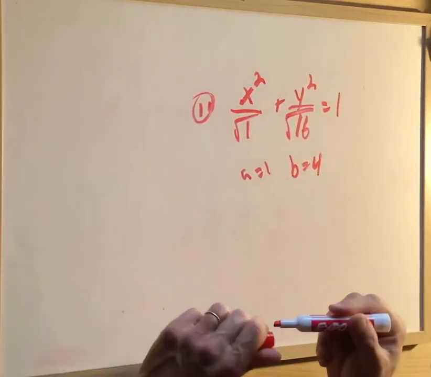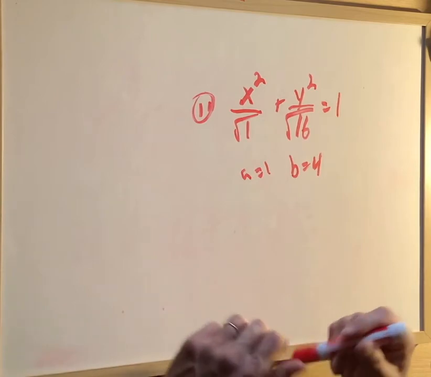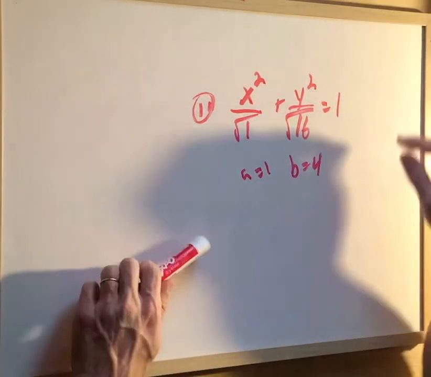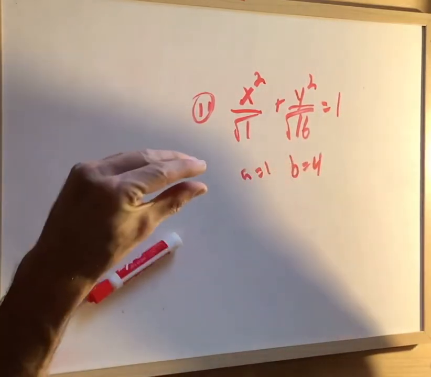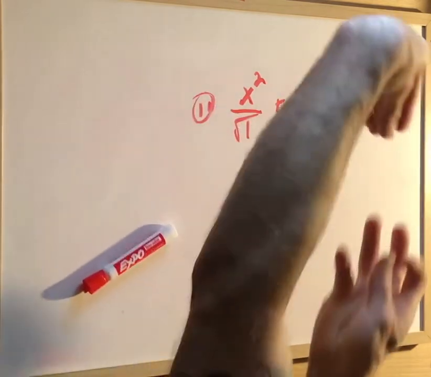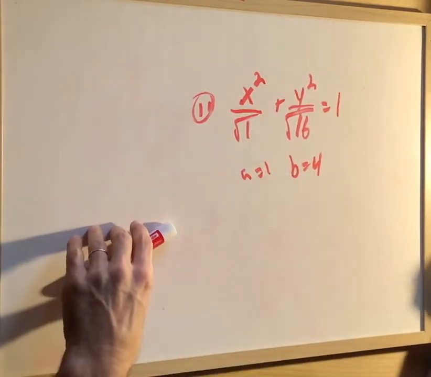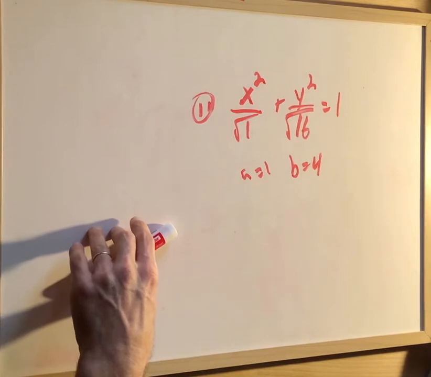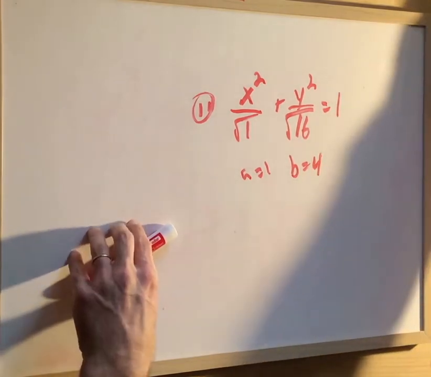Okay, for number 11, once again, this is an ellipse. Your horizontal stretch is going to be 5. The vertical stretch is going to be 3. So for 11, your answer is C.